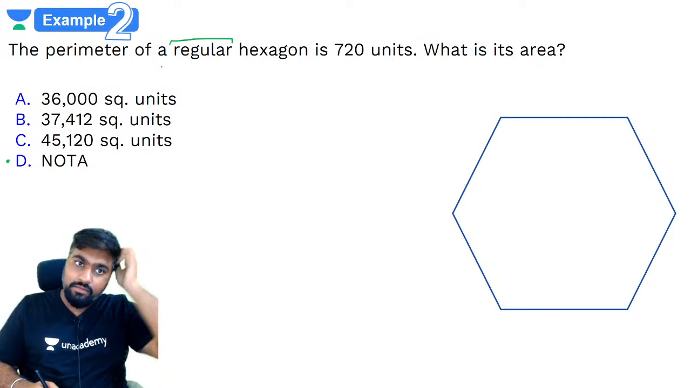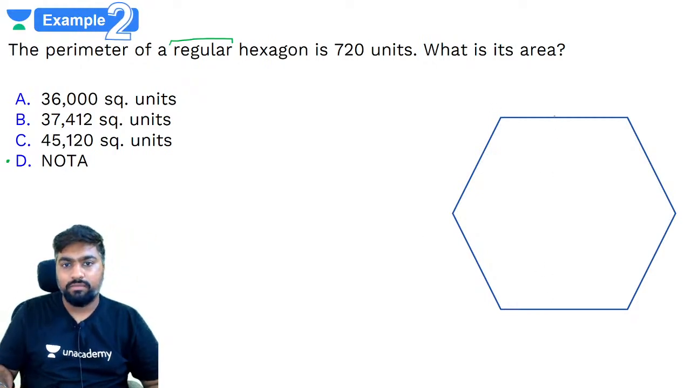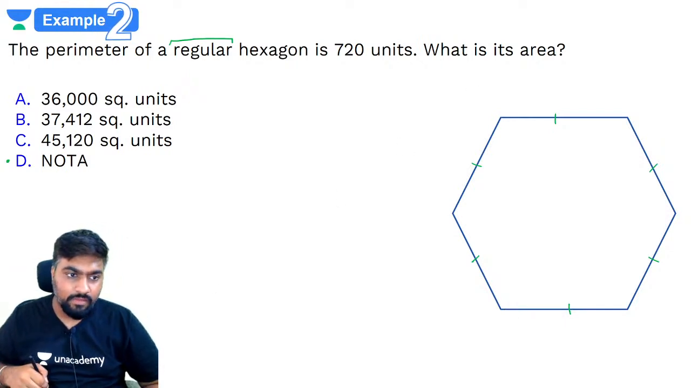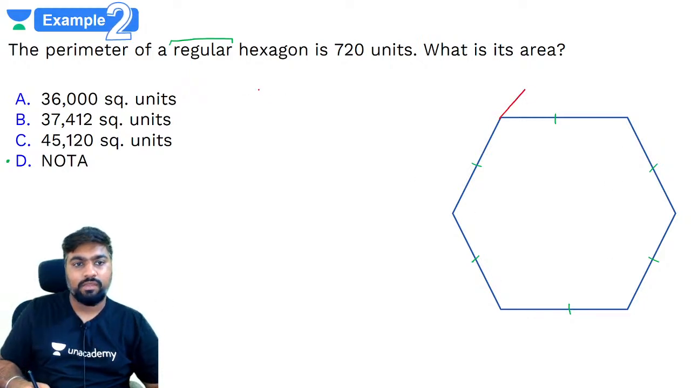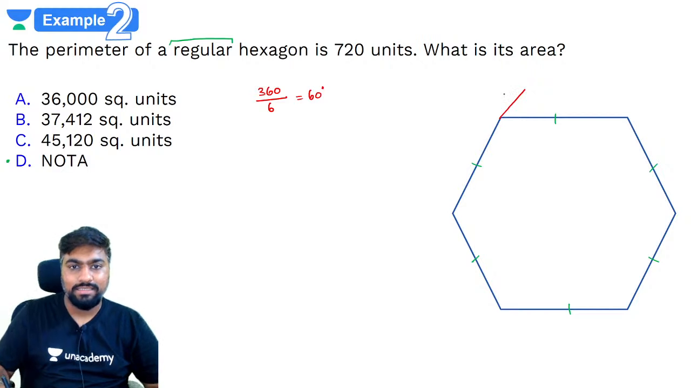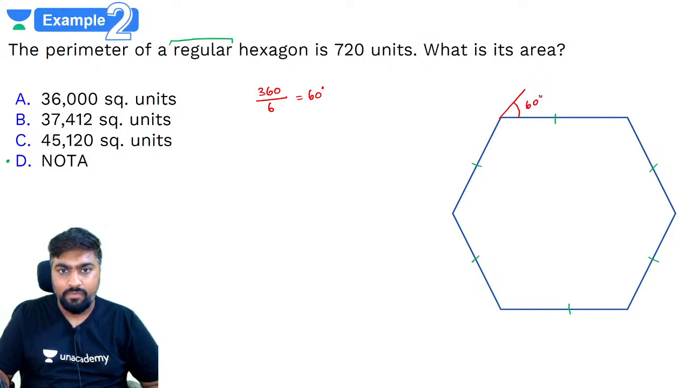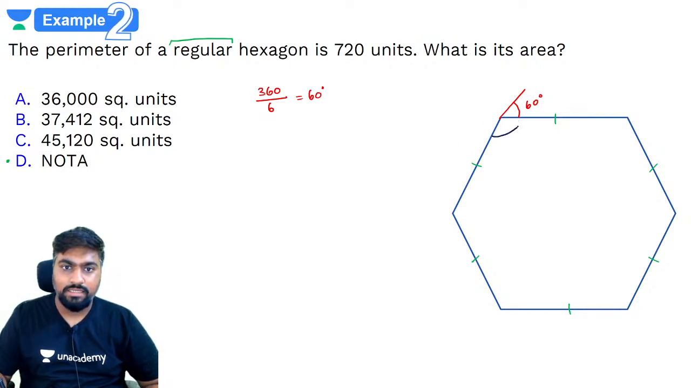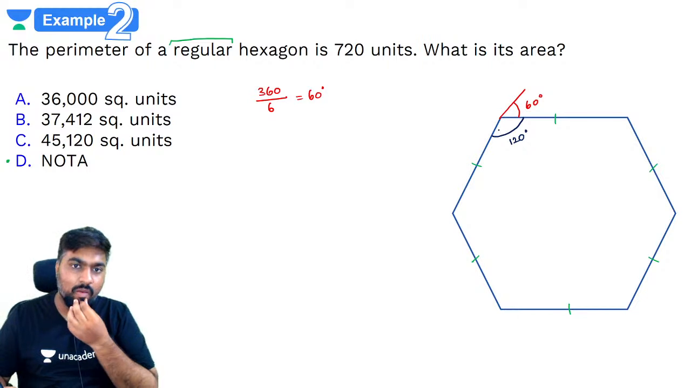So with a regular hexagon, what do we know? We know all sides will be equal. And what do we know about the angles? We know that the exterior angles will add up to 360. So 360 by 6 sides, each of the exterior angles is 60. If the exterior angle is 60, the interior angle must be 120, correct? Why am I talking about this?